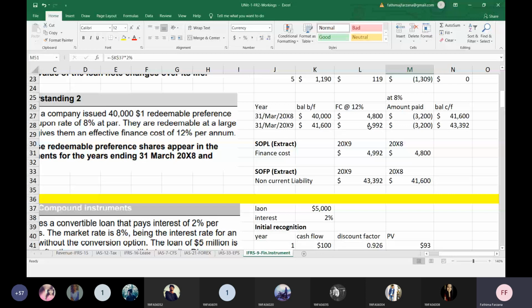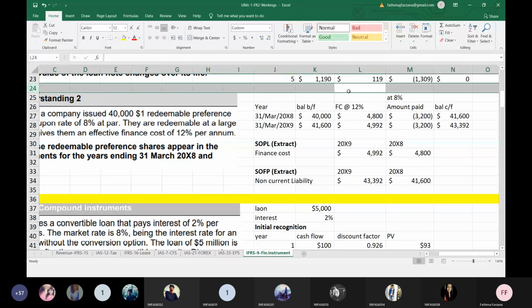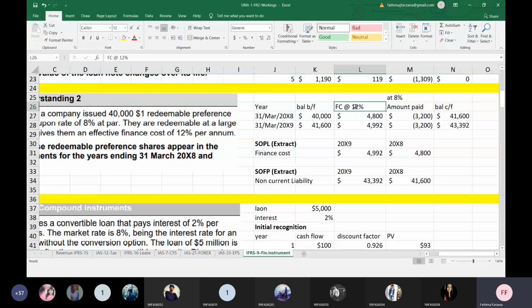See, I told you about this problem. Can you remember? I was discussing this problem. This is the finance cost, I said. You are paying so much, but this is the finance cost, I said. Am I right?